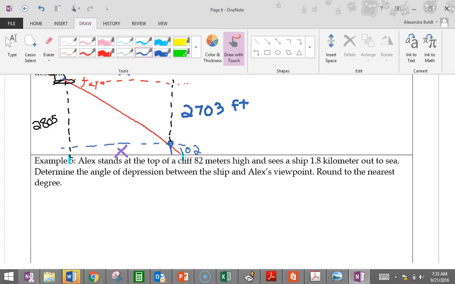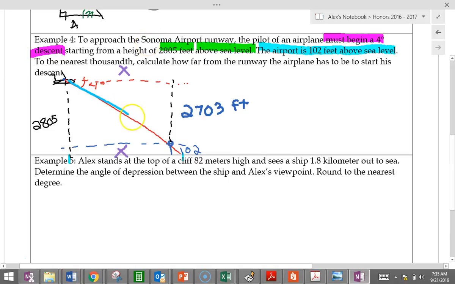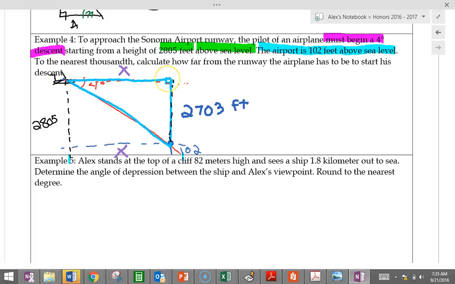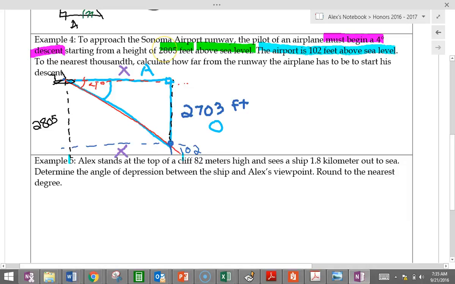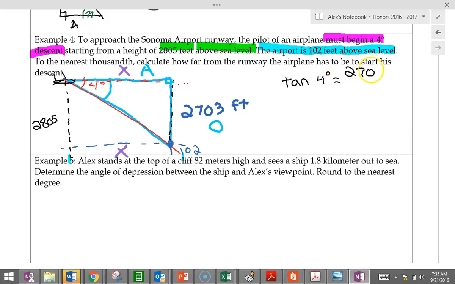So now in order to solve this problem, I'm just going to look at this triangle. This is my right triangle I'm looking at. If you look here, this is my angle. I have opposite and adjacent sides, so I'm going to be using tangent. So the tangent of 4 degrees equals 2,703 over x.